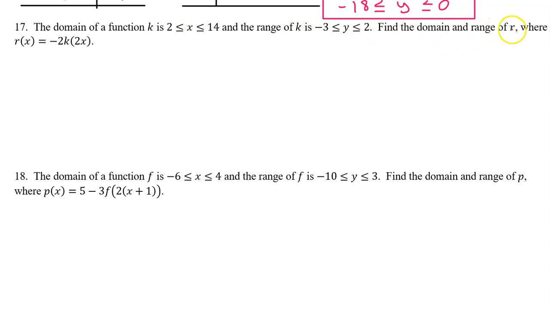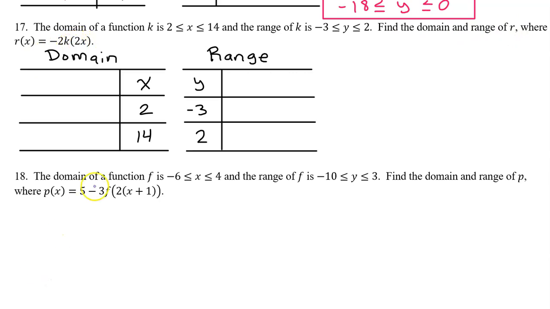Find the domain and range of r, where r of x is -2 times k at 2x. Domain is the x values, the range is the y values. So here are the original x value endpoints, and these are the original y value endpoints. So for the new x value endpoints, the new domain, we need to look at the transformations that affect the x values. I see the 2 multiplying the x.